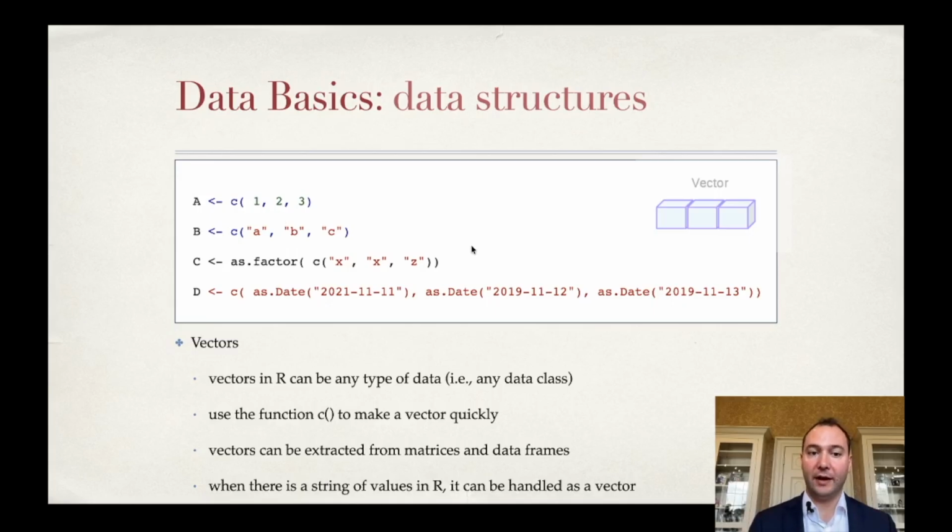We can make a vector using many different data types. So for example, this A example here is using numeric data, specifically integer data. B, we're using string or character data. C is using a factor, which is categorical data, categories or groups of something. And in D example, we have a vector made of 3 different date format values.